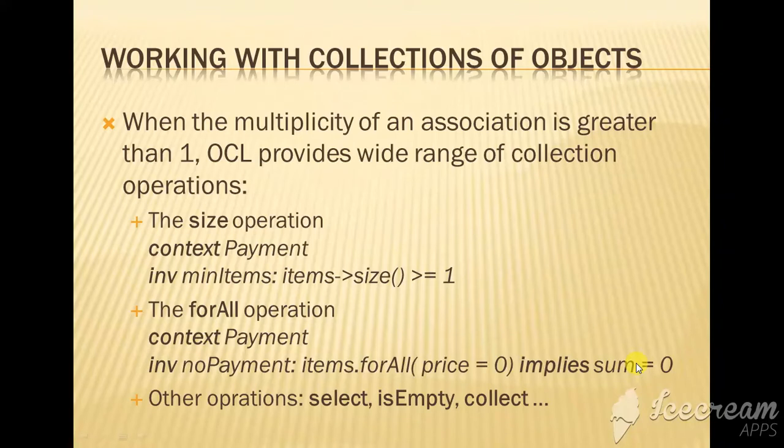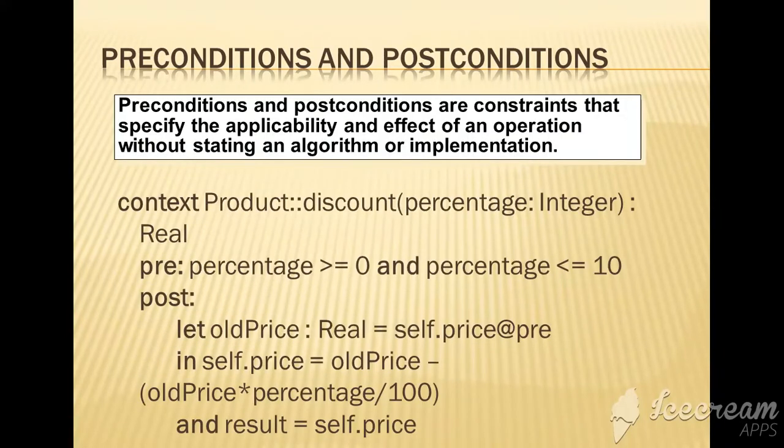So if there is no payment at all being given by the customer, then it implies that the summation should be 0. Otherwise the customer will make the charge, and if you put in the sum, then that will come into the account, into the summations of that customer, and then it will create an ambiguity. So other operations, select, isEmpty and collect, are the same kind of operations which we can do, as you can define such types of OCL operations also.